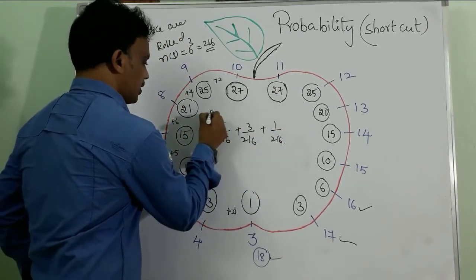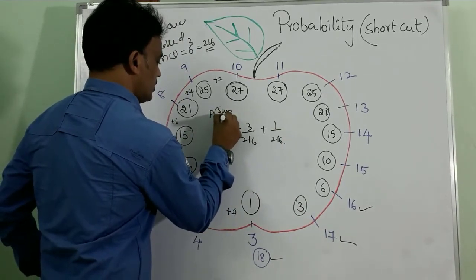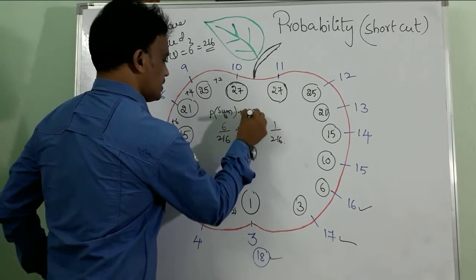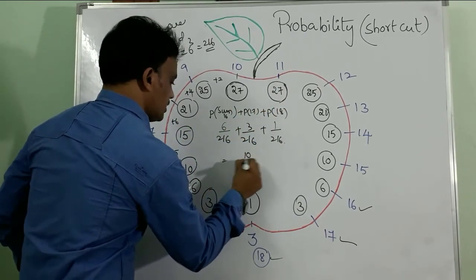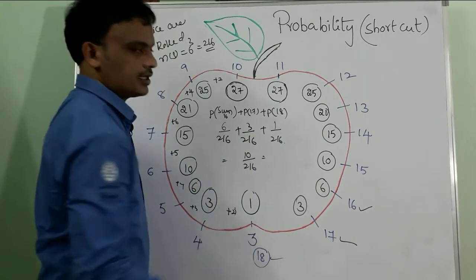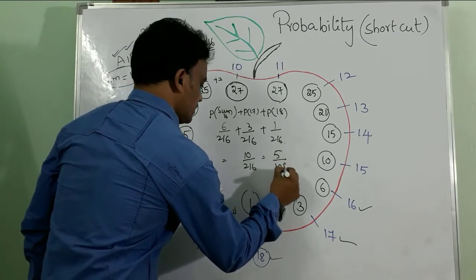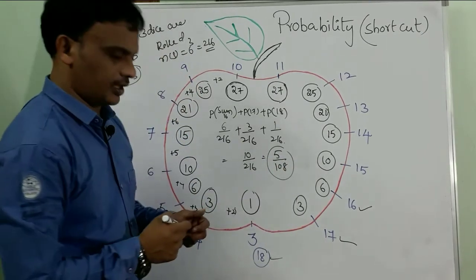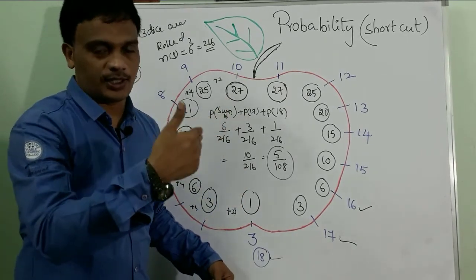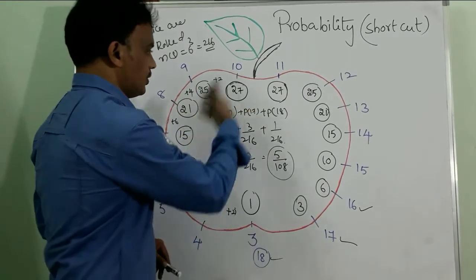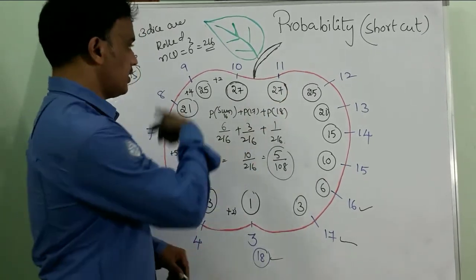That means this is the probability of the sum is 16, this is the probability of sum is 17, plus this is the probability of sum is 18. Total it is 10 by 216 chances, or else 5 by 108 chances. Then they can ask questions like these. When the 3 dice are rolled, the sum of the numbers on the 3 dice is so and so, like this. They can form different questions based on this.